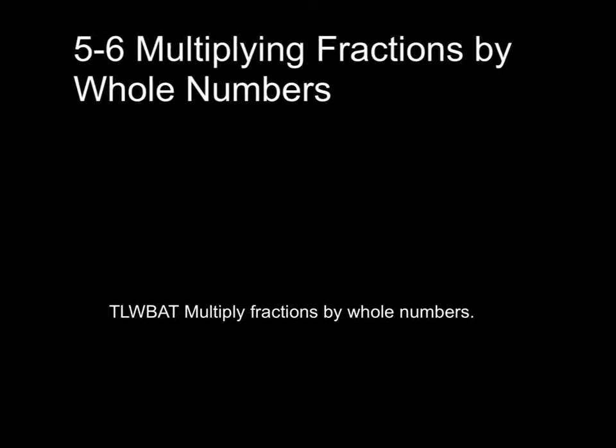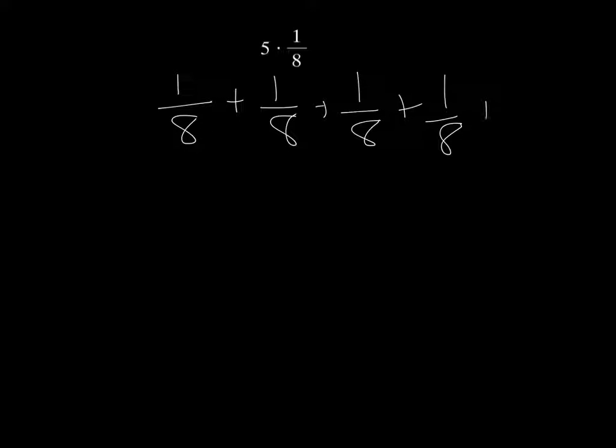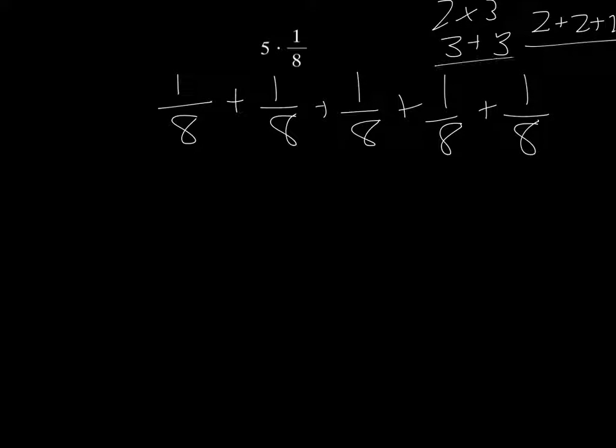All right, let's try our first problem. 5 times 1/8. Now, here's the deal. We can look at this as, because multiplying is really repeated addition. So if I did 5 times 1/8, I could look at it as 1/8 plus 1/8 plus 1/8 plus 1/8 plus 1/8. Right? Like if I had 2 times 3, I could look at it as 3 plus 3. Or 2 plus 2 plus 2.